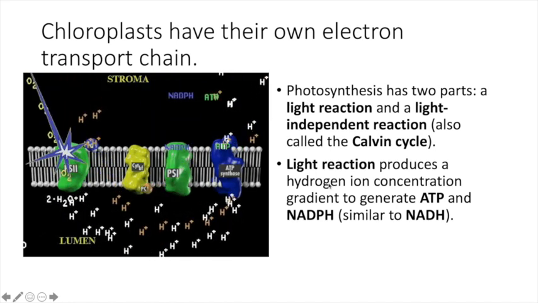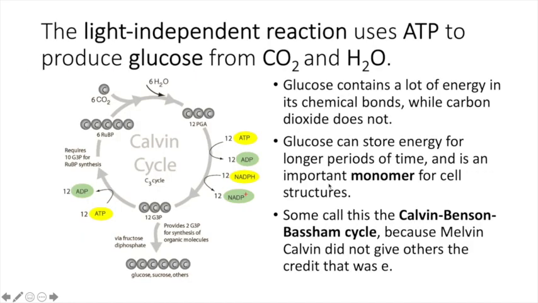This is the light reaction. We also have the light-independent reaction. It used to be called the dark reaction, although it does not need to be in the dark to happen. Some people call it the Calvin cycle, but Calvin kind of stole his work from others. Benson was one of the ones. He fired Benson from his lab and then took all the credit for discovering the Calvin cycle.